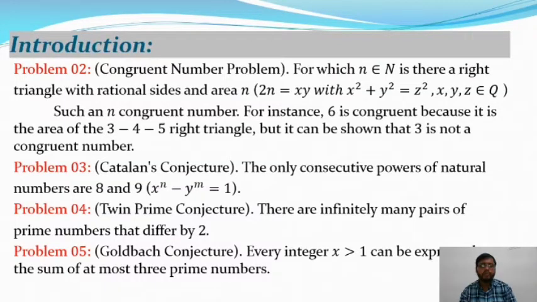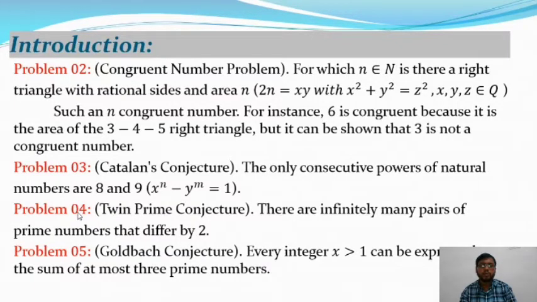These problems are either solved or remain open. Now move on to the third problem, which is Catalan's conjecture. The only consecutive powers of natural numbers are 8 and 9. That means x to the power n minus y to the power n is equal to 1. This is the third problem in number theory.